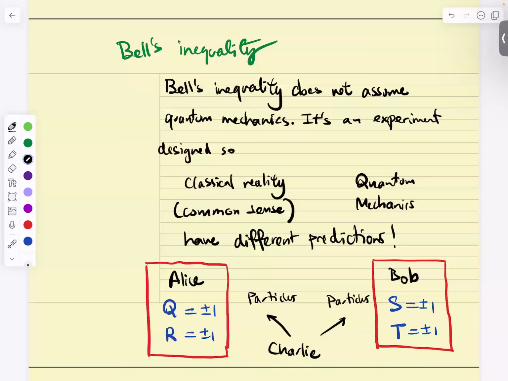Actually, there's one more thing to say. When Alice or Bob receive their particle, they don't know a priori which measurement they're going to do. They're going to flip a coin, and if it's heads, say Bob does S. If it's tails, they're going to do T. That's the whole setup. Any questions? Is it clear what the setup is?